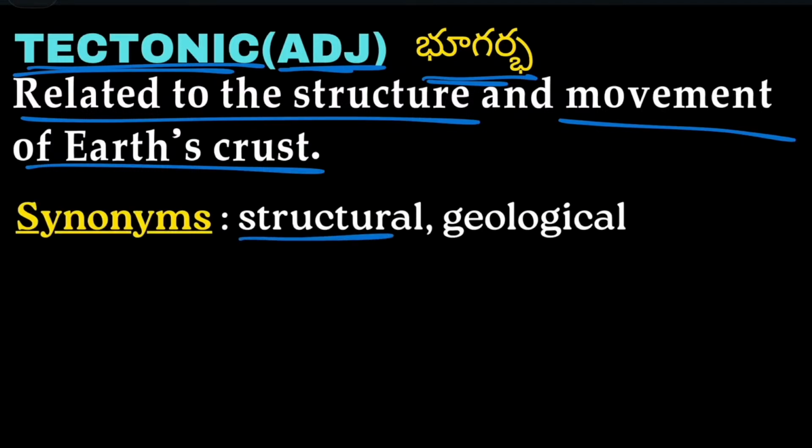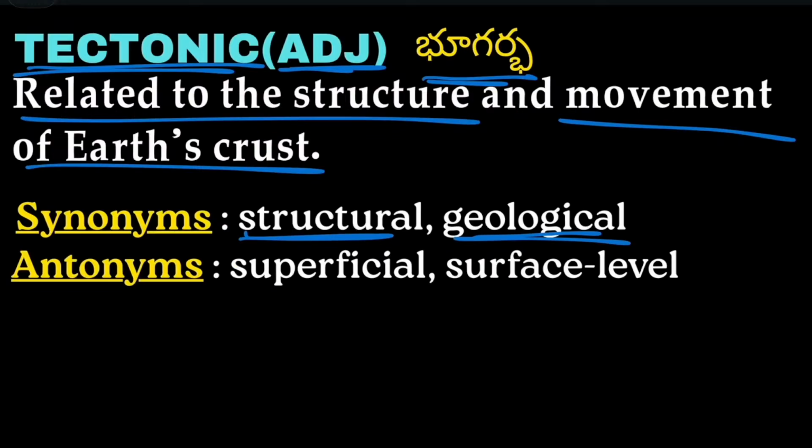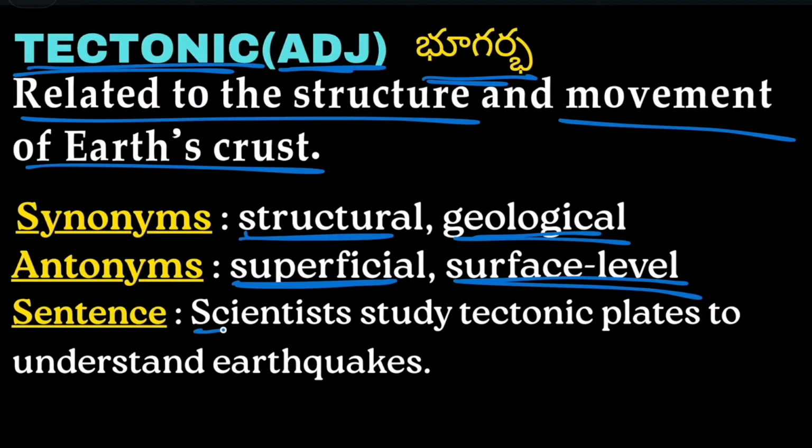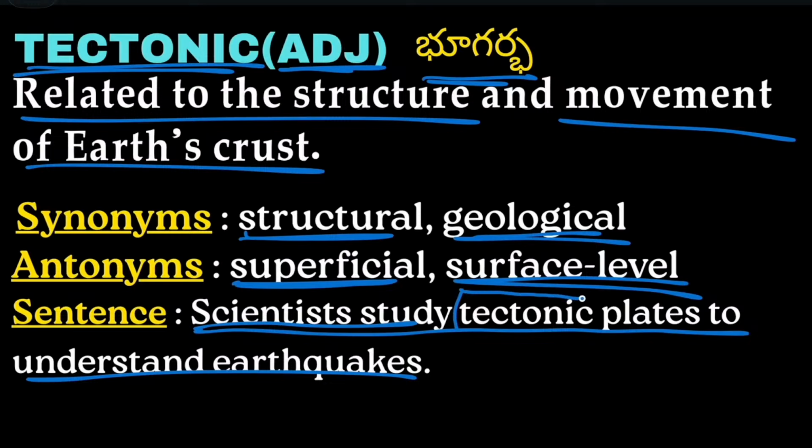Synonyms are structural, geological. Structural and geological are the synonyms of tectonic. Antonyms: superficial, surface level. Superficial and surface level are the antonyms of the word tectonic. Example: scientists study tectonic plates to understand earthquakes. So the scientists will definitely study the tectonic plates, and they study them to understand earthquakes.